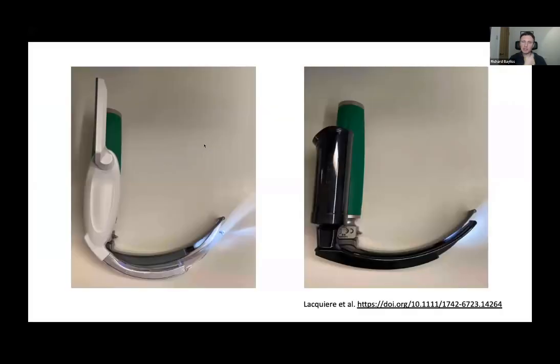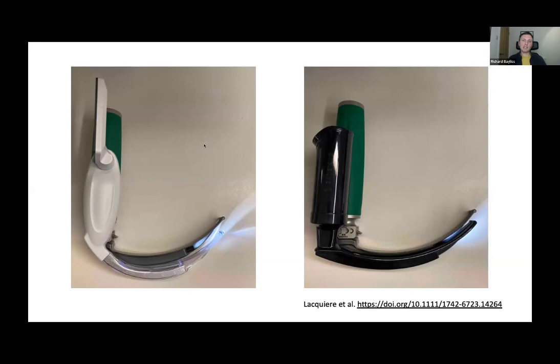So this shows the difference in geometry between some of the blades. These are both sold as Macintosh geometry blades. On the left, you've got the McGrath, which, as I said, is kind of the most widely available videolaryngoscope. And on the right, you've got a Macintosh geometry blade for the glide scope. You can see that the glide scope's angles are pretty much the same as a Macintosh geometry blade. But when you look at the McGrath, it actually does have more of an acute angle.